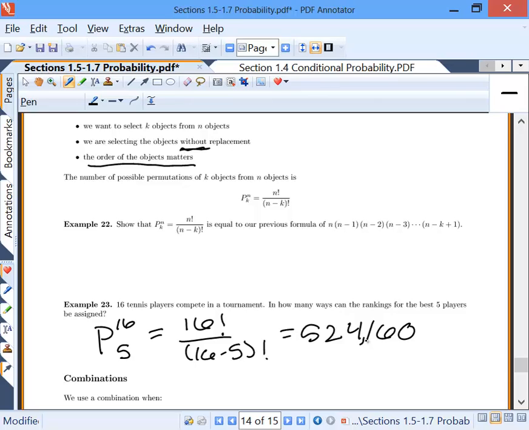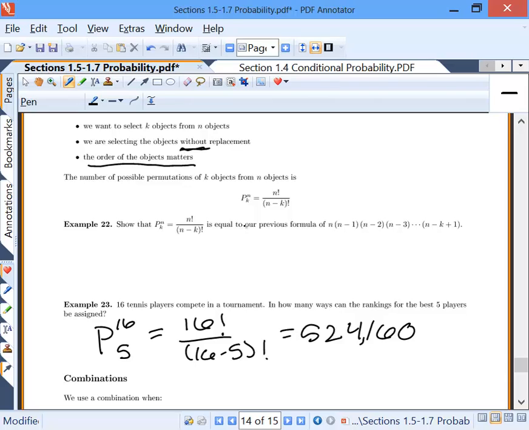So who would have thought that if you had 16 tennis players and you're trying to pick out the best 5, there are actually 500,000 different permutations that you could come up with. Aren't you glad I didn't make you do a tree diagram? Yeah. Good.